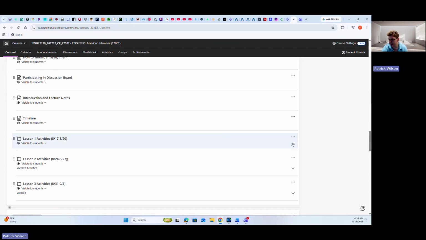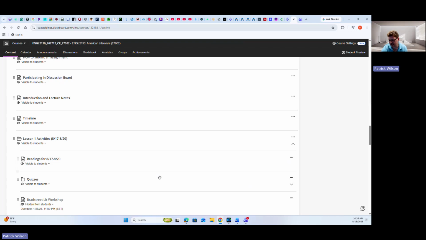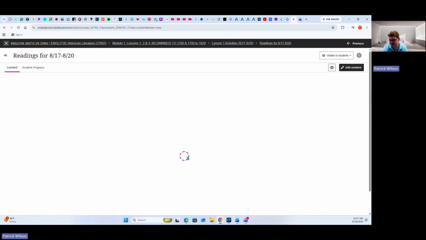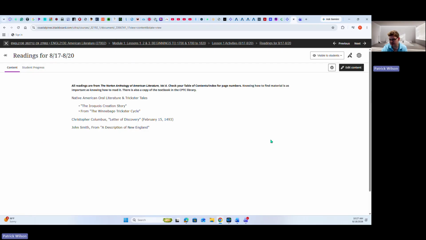And if you look at some of these, it talks about how to submit an assignment, discussion board, there's a timeline. These are the lessons that you really want to look at. These are the readings for this particular week. So we're looking at a good bit of readings. We're looking at Native American oral literature and trickster tales.